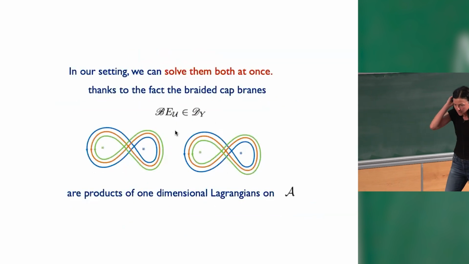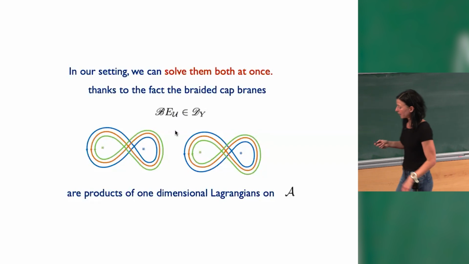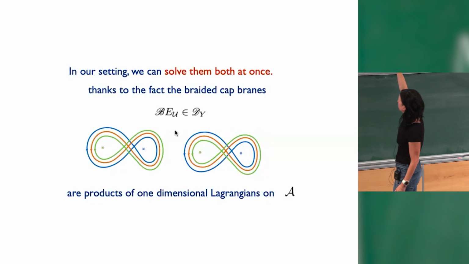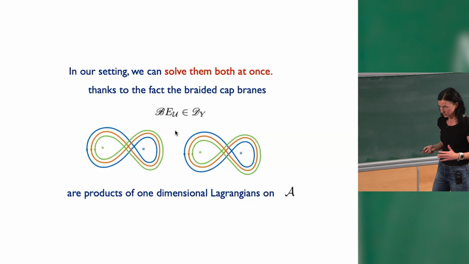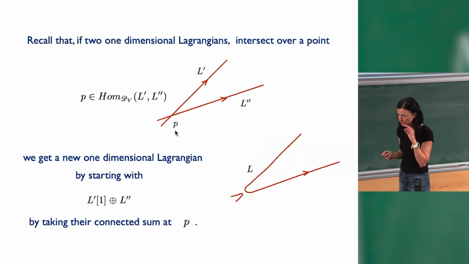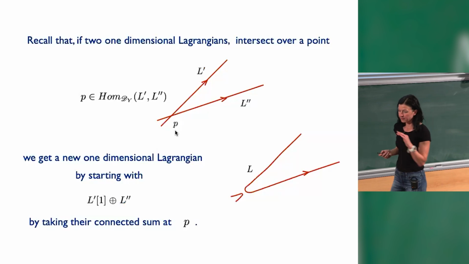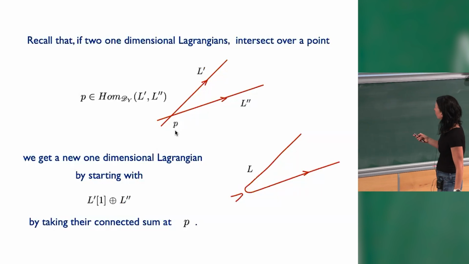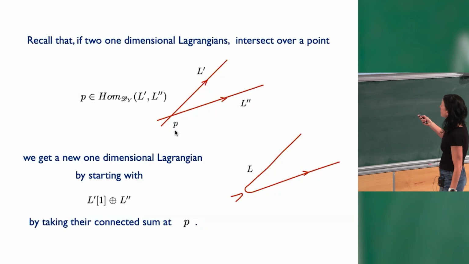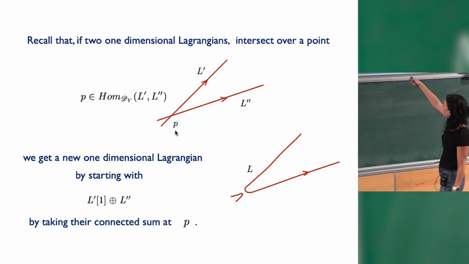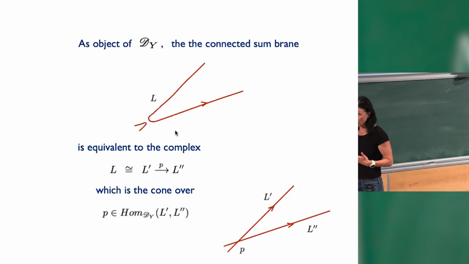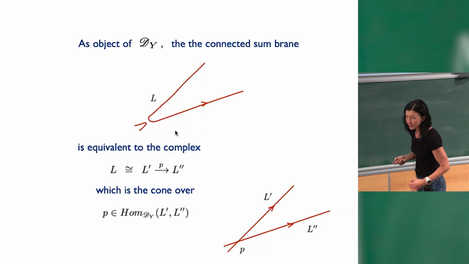So here's what's going to happen. We'll solve both of these problems at once because these cup branes that you'll braid are products of one-dimensional Lagrangians. So recall, if you have two one-dimensional Lagrangians that intersect at a point, you get for free a new one-dimensional Lagrangian by taking their connected sum at the intersection point. The one-dimensional Lagrangian you get by taking the connected sum is equivalent in the derived category to a complex which is the cone over the intersection point. And that works wonderfully in one dimension.